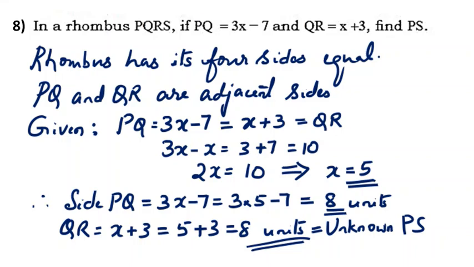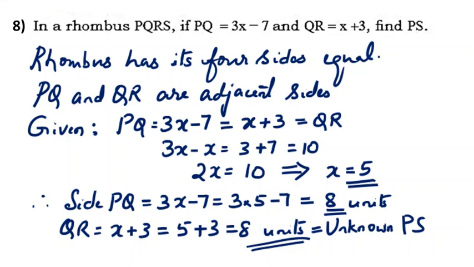PQ will be 3 into x minus 7. 3 into 5 minus 7. So, that will be 8 units. X plus 3 also should be same. If you want, you can put that and check. X is 5. So 5 plus 3, 8.